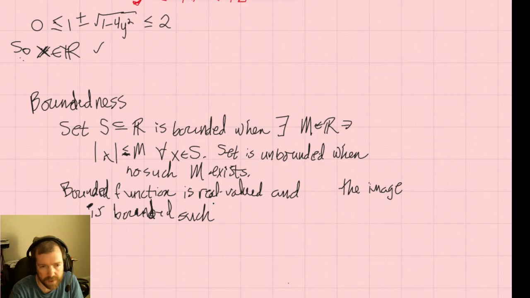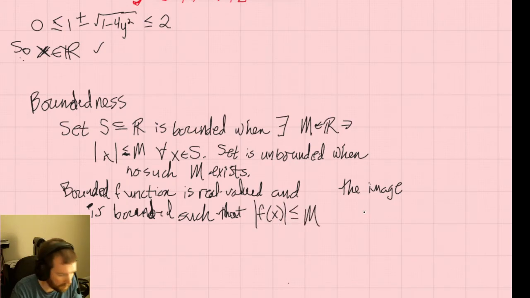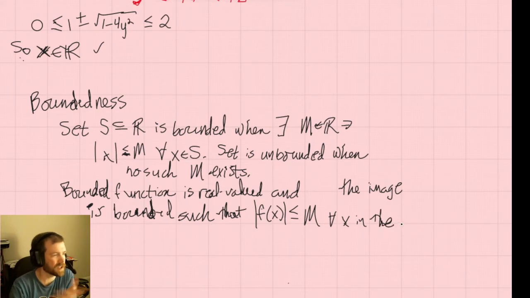And the image is bounded such that the absolute value of f of x is going to be less than or equal to that M value that we had for all x. It just looks like shorthand, so we could just call me a master of shorthand and move on.